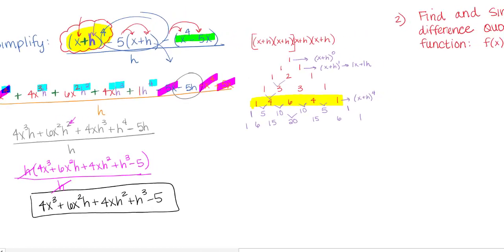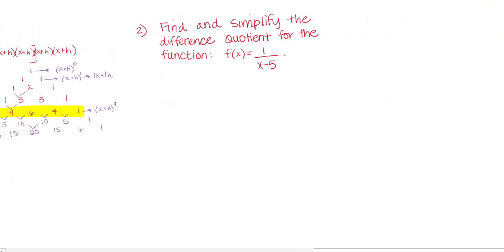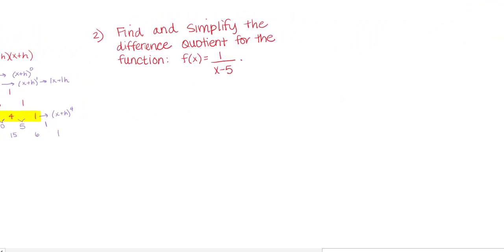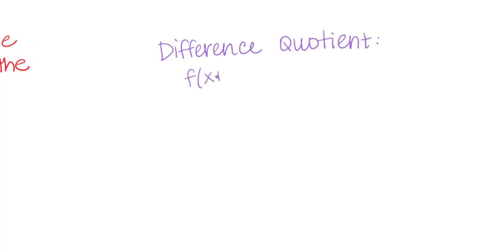All right. Let's look at number 2 here. Find and simplify the difference quotient for this function. Well, first of all, do you know what the difference quotient is? So let's write that out. The difference quotient is f of x plus h minus f of x all over h.